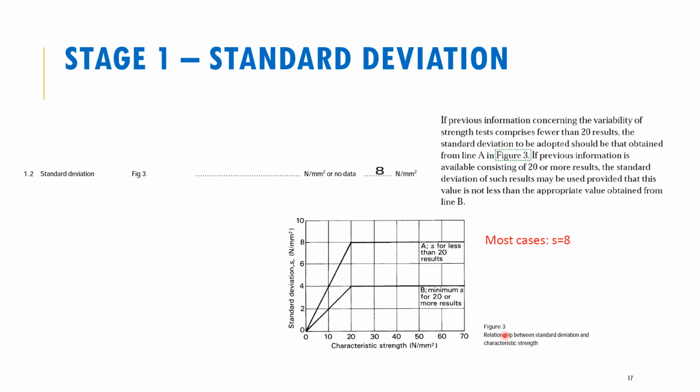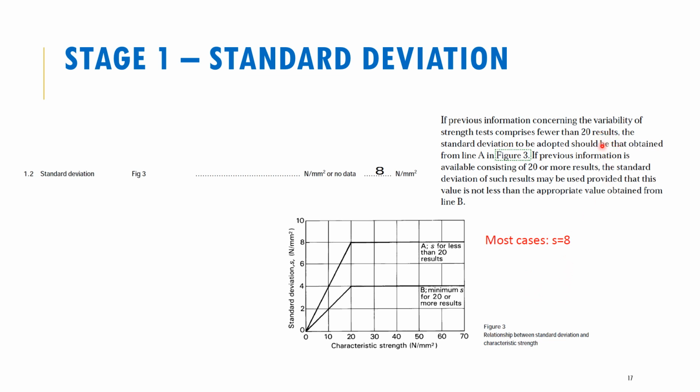In order to calculate that standard deviation, we've got a value of 8. How did I obtain 8? Well, we have two lines on this figure, the line labeled A and the line labeled B. Remember how I said we need to ensure that the strength doesn't vary much across different samples. If I have less than 20 samples, then this is the line that I would be using to calculate my standard deviation. If I've got 20 or more sample results, then I'd be using that line.